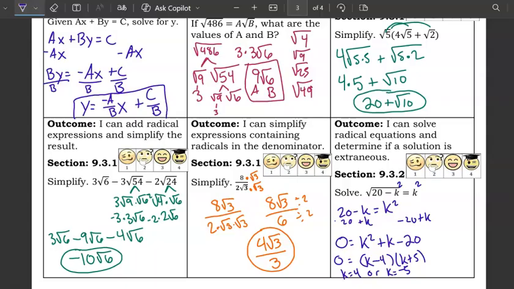Let's plug them back in to see if any of them are extraneous. Square root of 20 minus 4 equals 4. The square root of 16 equals 4. That works. So that means K equals 4 is real. How about K equals -5? Square root of 20 plus 5 equals -5. The square root of 25 is not equal to -5. So that means K equals -5 is extraneous.